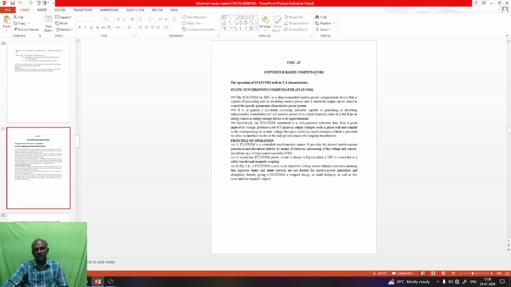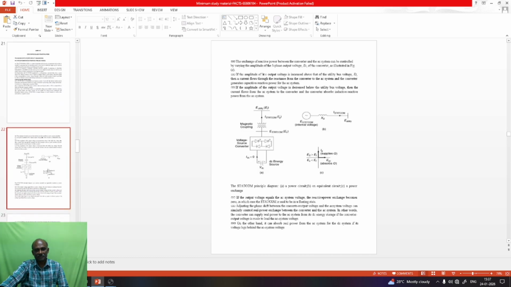Next one, converter based compensators. So static synchronous compensator. Previously we had a shunt compensating device, SVC. Here it is a static shunt compensator, and the difference is that it also supplies real power. The shortage of real power can be supplied by using this STATCOM. But in SVC it is not so. It is only compensating the reactive power. But STATCOM controls both real as well as reactive power on the system.